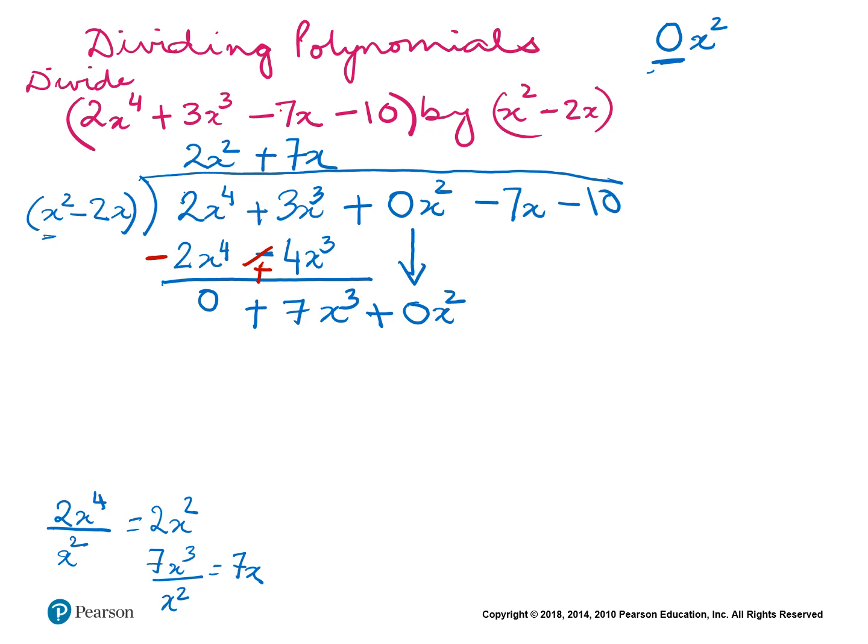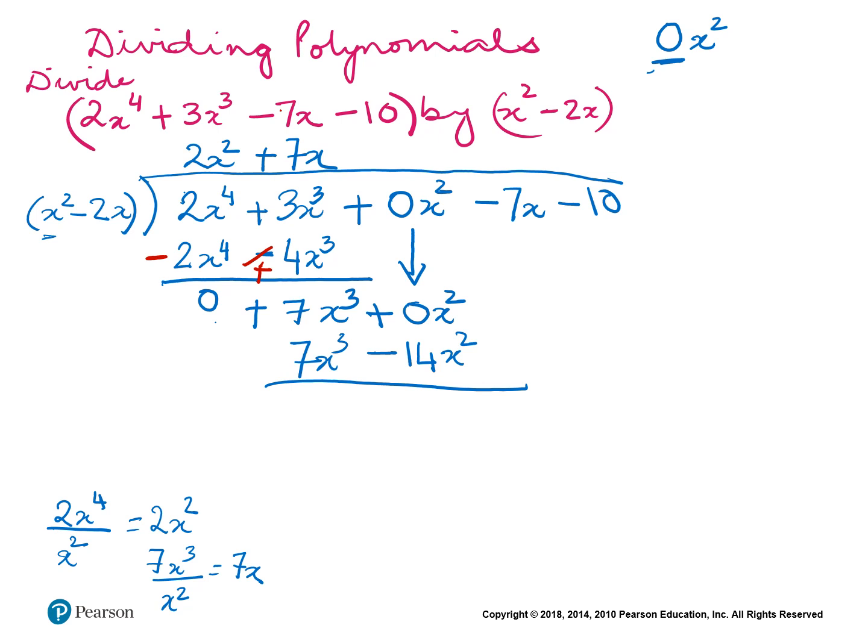And then let's do the multiplication. We multiply each of the terms in the divisor by positive 7x. So 7x times x squared is 7x cubed, and 7x times negative 2x is negative 14x squared, right? So just make sure that you also do the multiplication of the signs correctly. Plus times minus is minus.